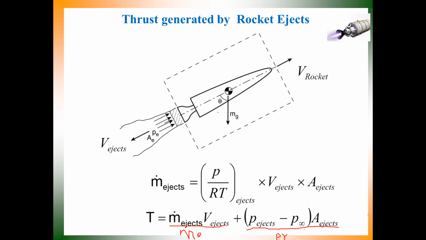If the exit pressure is greater than atmospheric pressure, then it adds to the thrust. It gives more thrust. So it is called the over-expanded condition. And if the exit pressure is less than atmospheric pressure, it subtracts from the momentum thrust, so it is the under-expanded nozzle condition. Those three conditions are there: what is over-expanded, what is under-expanded, and what is optimally expanded nozzle. We have to check that.